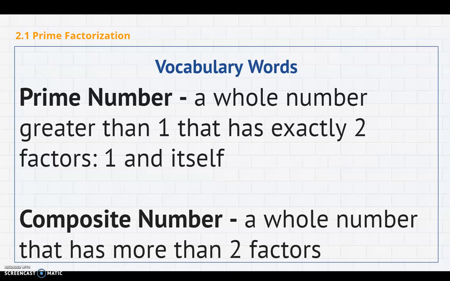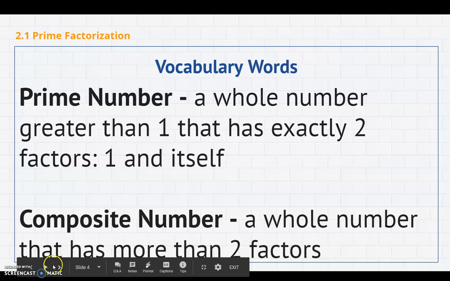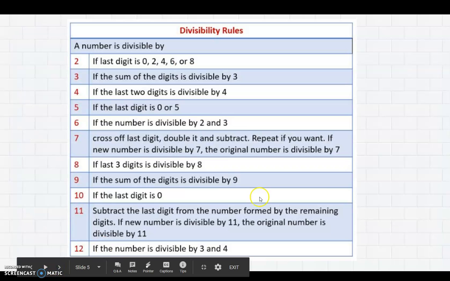A composite number is kind of the opposite of a prime number. It's a whole number that has more than 2 factors. So for instance, 9 is a composite number because its factors are 1 times 9 or 3 times 3. So we have more than 2 factors when it comes to 9. That's why it's a composite number.